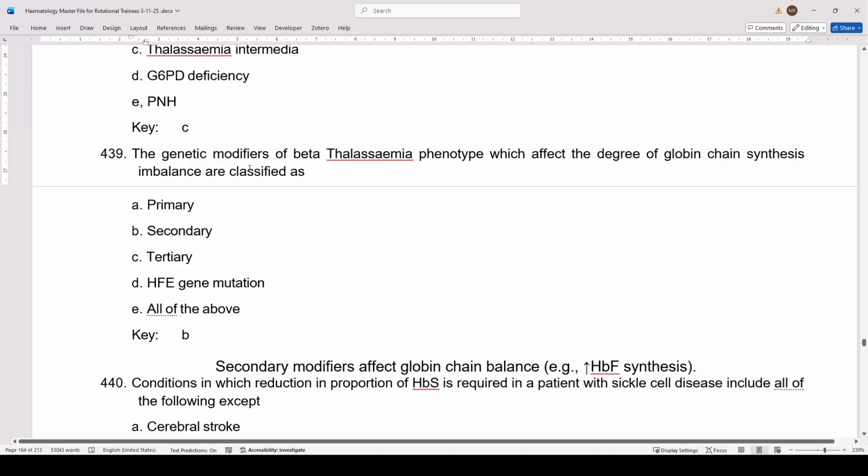Next is the genetic modifiers of beta thalassemia phenotype, which affect the degree of globin chain synthesis imbalance, are classified as. In my last video I told you in detail, just revise from there. There are three modifiers: primary, secondary, and tertiary modifiers of thalassemia, on which the thalassemia phenotype will be changed. Like two persons having the same beta mutation, both will be having thalassemia major, but their transfusion requirement is different, their chelation requirement is different, and that is because of the modifiers of thalassemia. So it is important for heme residents, not for others. So primary, secondary, and tertiary.